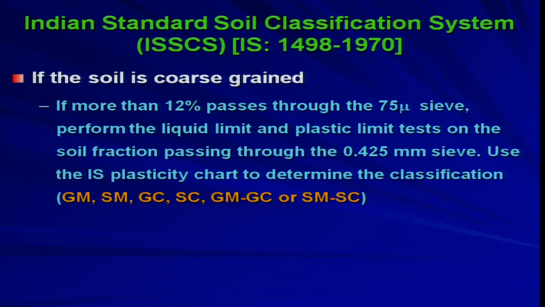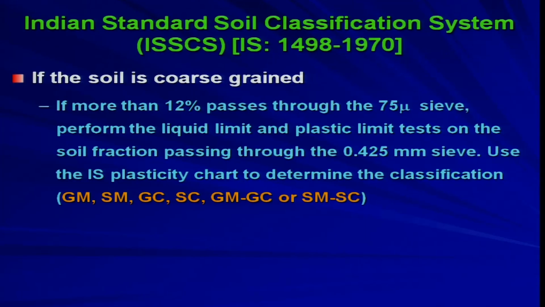Here your gradation is not coming into the picture. Please try to understand, if the fine content is more than 12%, gradation is not the predominating factor, whereas the behavior of the fine contents will be the predominating factor. That is why you have symbols like GM. What is GM? That is silty gravel. What is SM? That is silty sand.